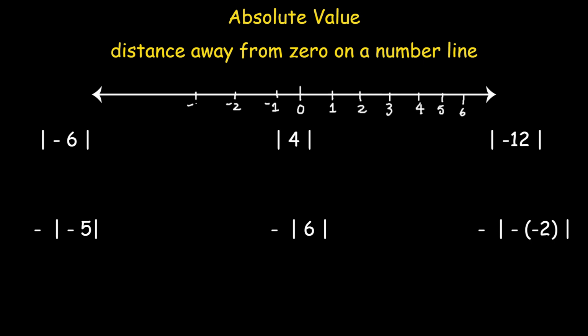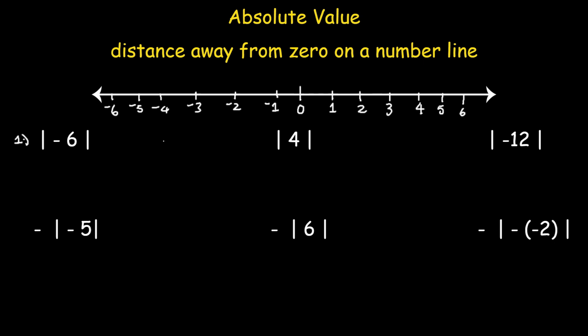-2, -3, -4, -5, -6. Using the number line is a great method to help us find the absolute value of these examples. So let's start with the first example, example number 1.